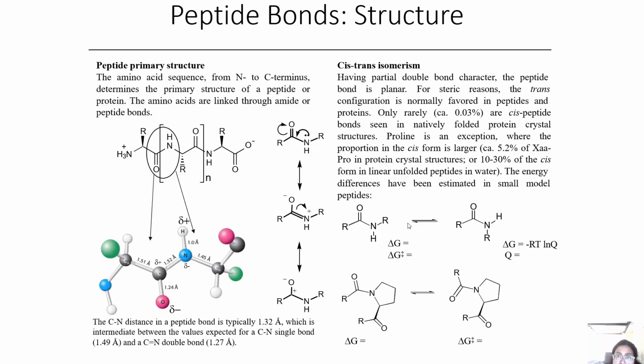Now, cis-trans isomerism: having a partial double bond character, the peptide bond is planar. For steric reasons, the trans configuration is normally favored in peptides and proteins. Only rarely are cis peptide bonds seen in natively folded protein crystal structures. Proline is an exception, where the proportion in the cis form is larger. The energy differences have been estimated in small model peptides.